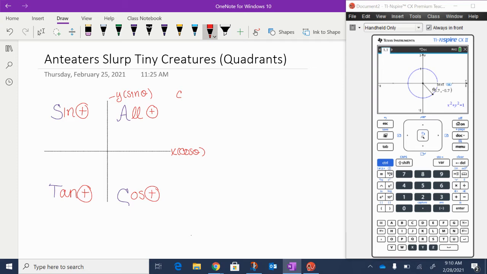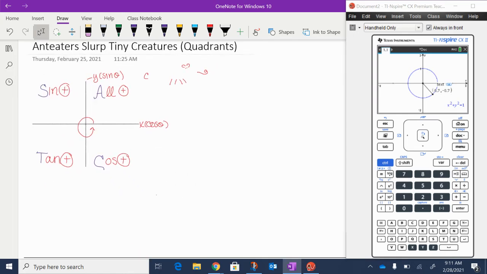So there's an acronym that can be used if you go counterclockwise on your unit circle. All students take calculus, you would have seen. One of my favorites is anteater slurp, tiny creatures. It just is fun. And I'll draw an anteater, his little tongue and his eyes. But that is kind of why this works. Anteater, slurp, tiny creatures. All students take calculus. Whatever you need to remember this by.